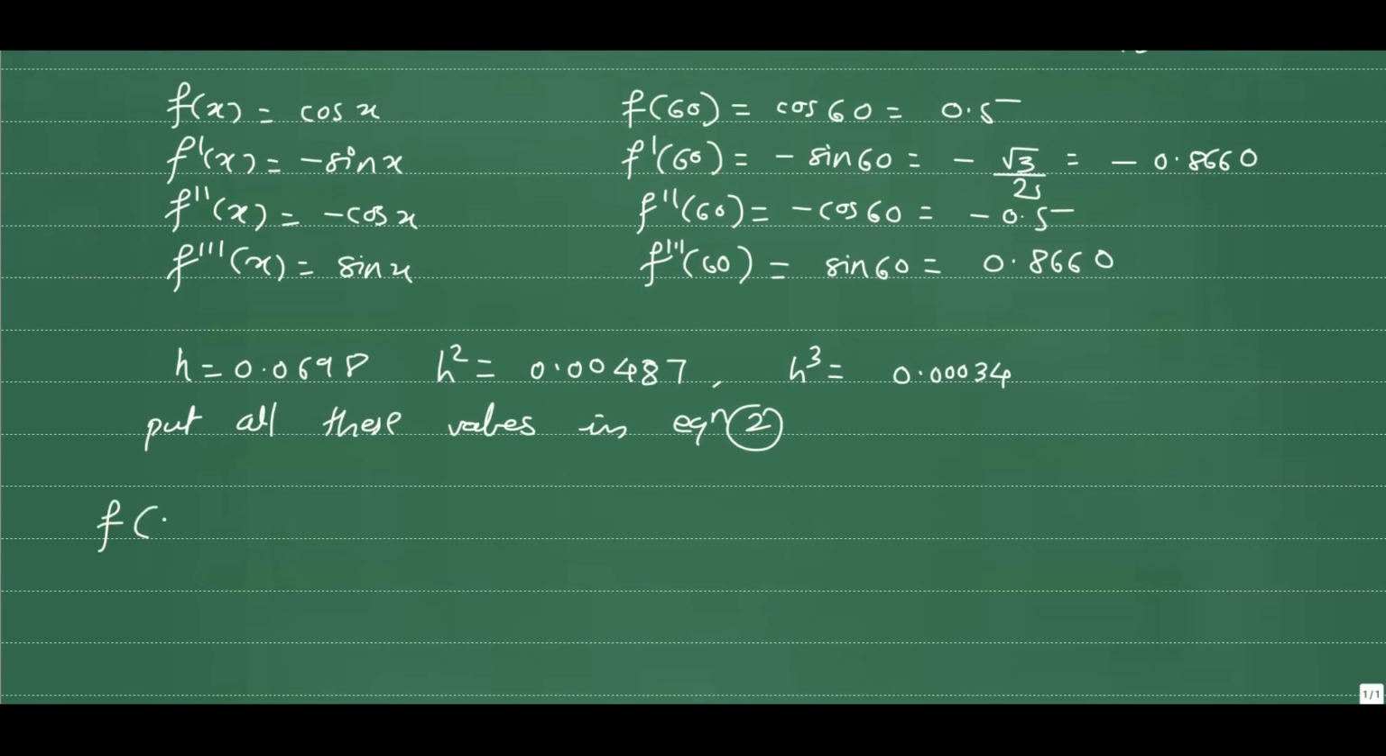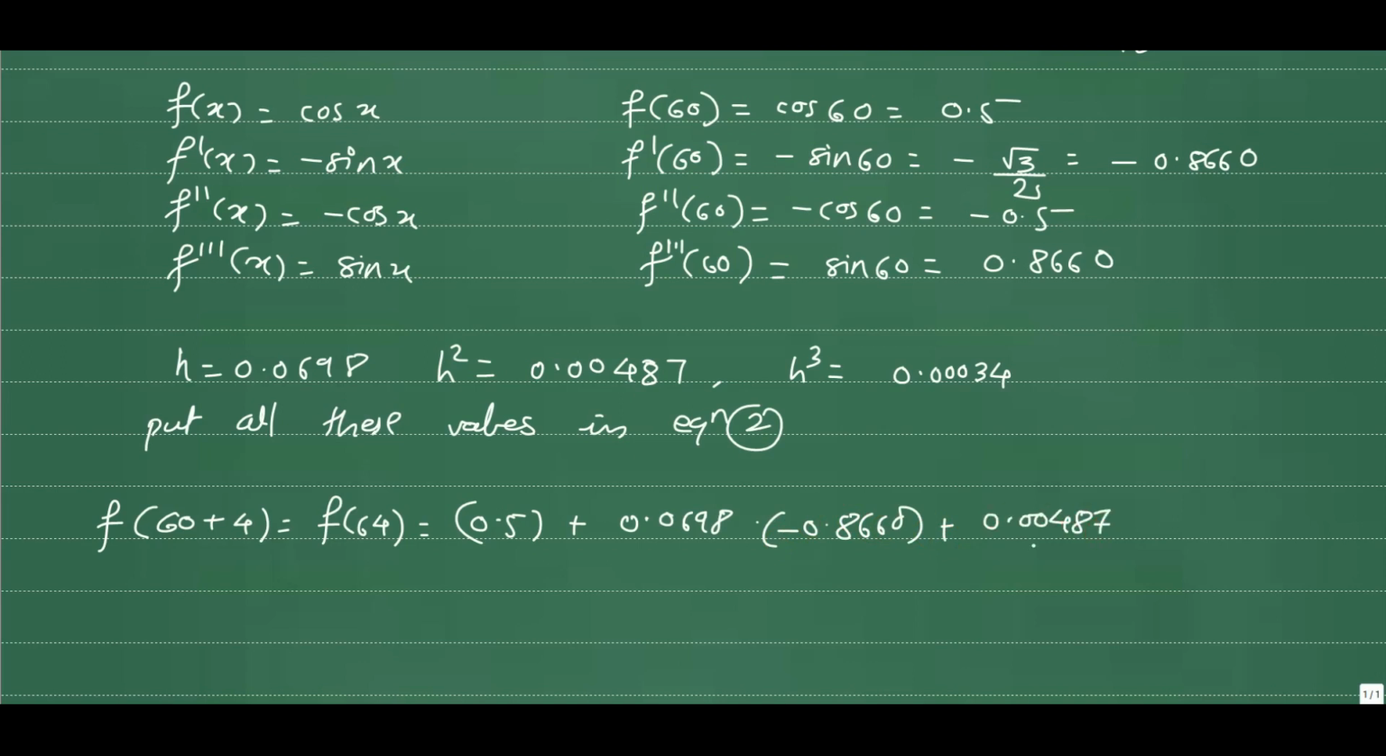So what you will get? f at a plus h, where a is 60 and h is 4 degrees, that is f of 64. What is f of a plus h? That is f of 60 plus h. So let's put values in this now. What is f of 60? We have 0.5 plus h into 0.0698, f dash at 60, which is minus 0.8660, plus what next?